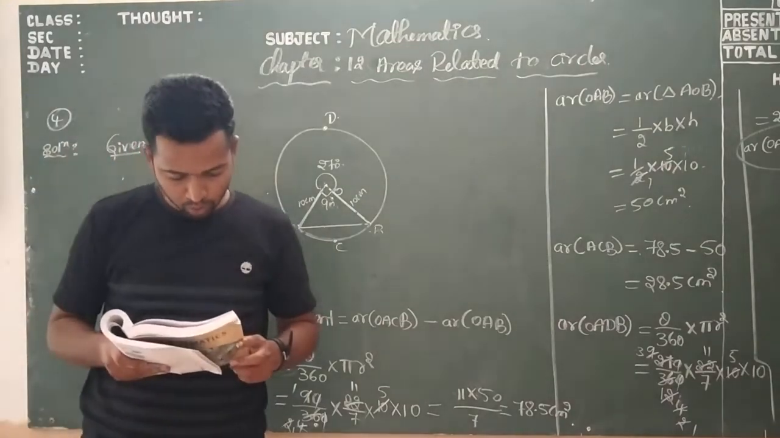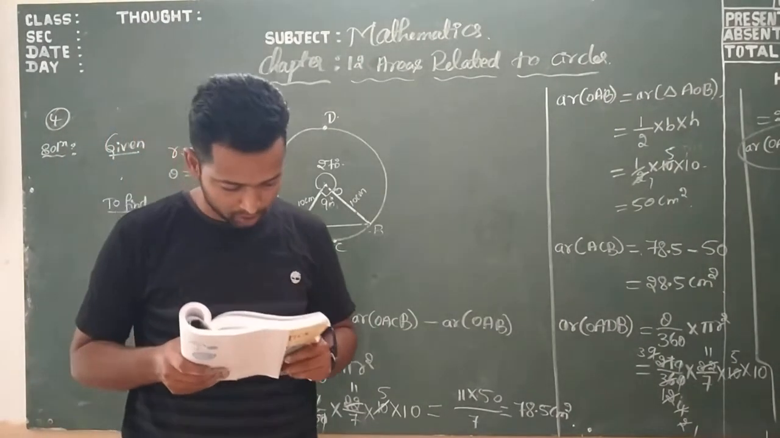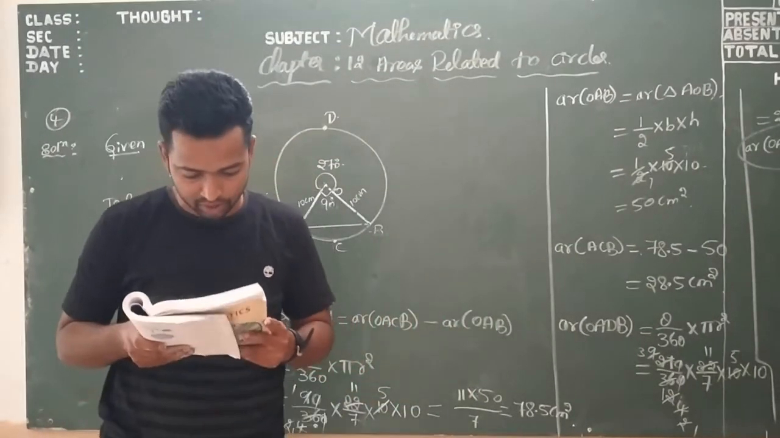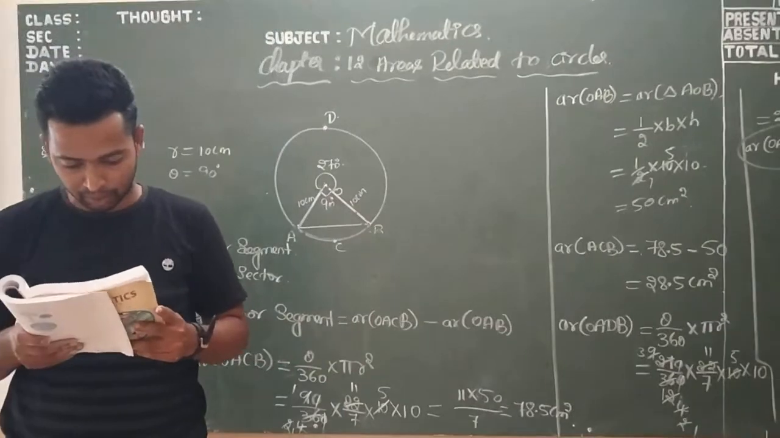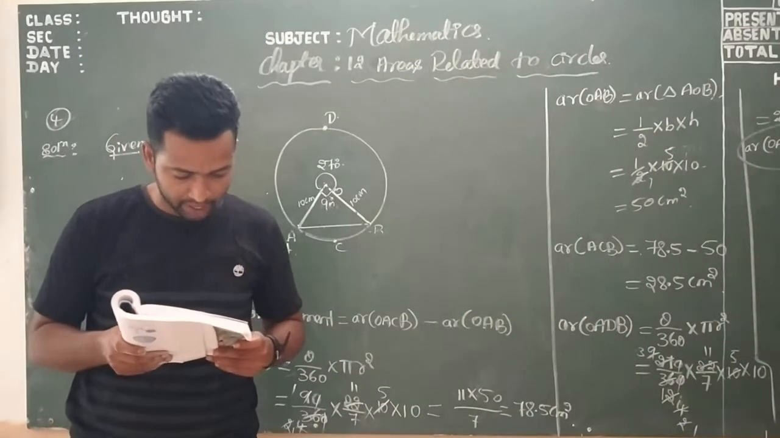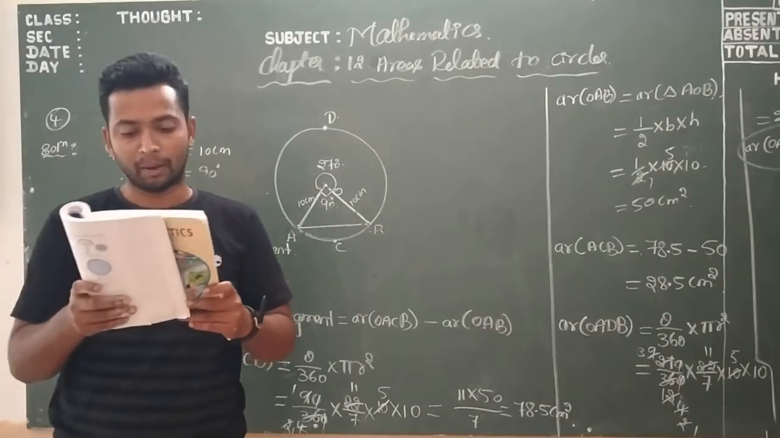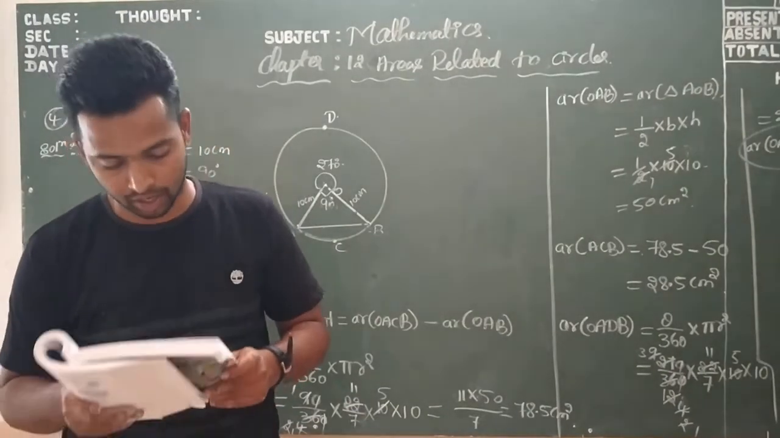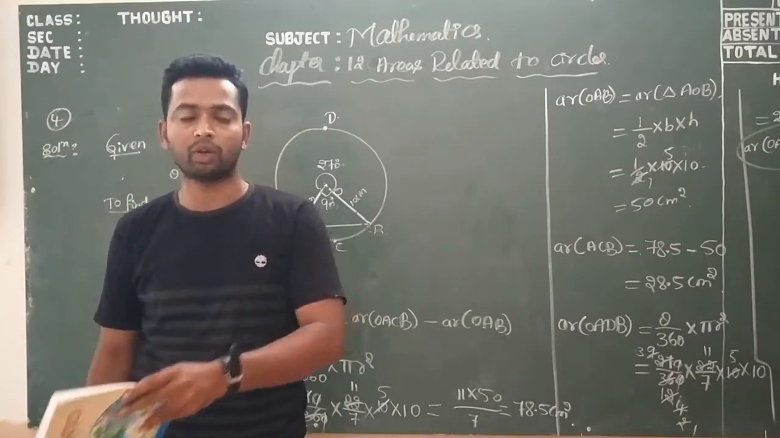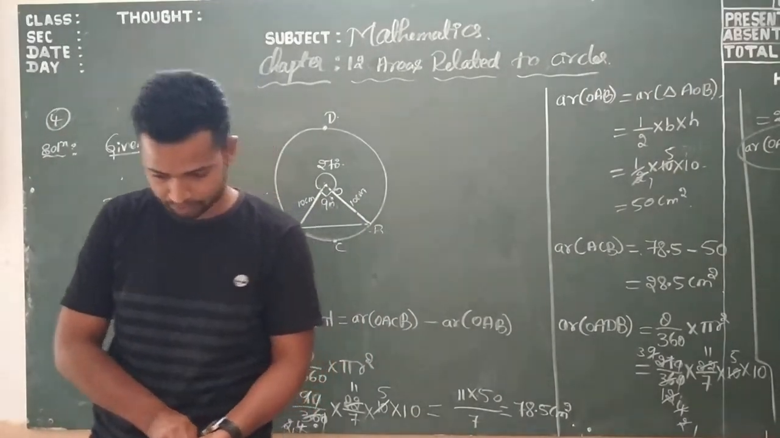So do this fifth problem as a homework. The next one is the sixth problem. A chord of a circle of radius 15 centimeter subtends an angle of 60 degrees at the center. Find the areas of the corresponding minor and major segments of the circle by using pi equal to 3.14 and root 3 equal to 1.73. Okay.